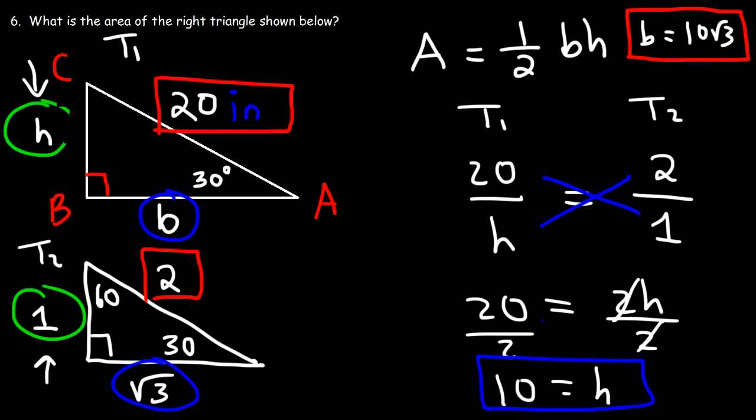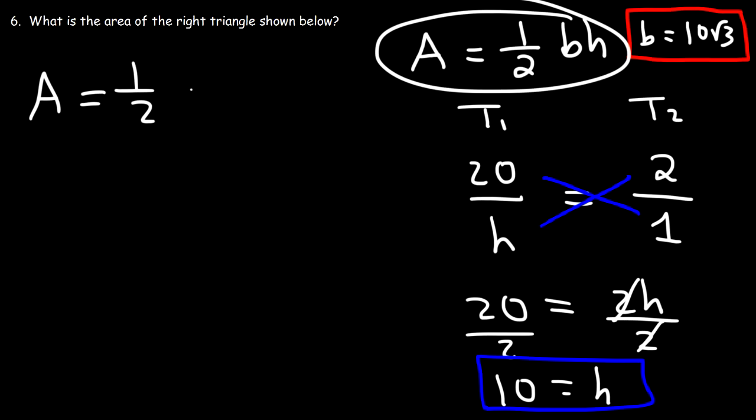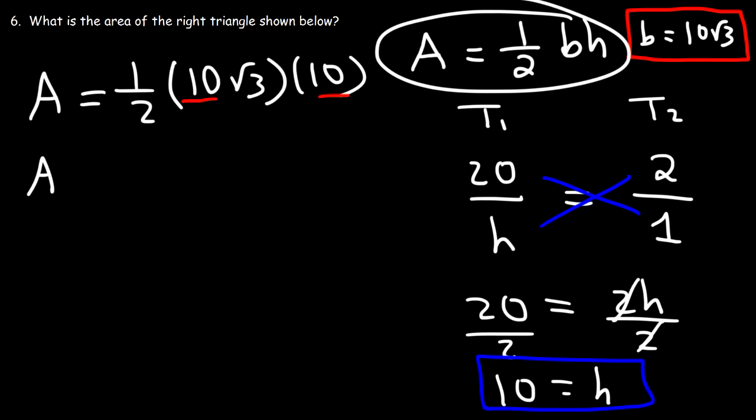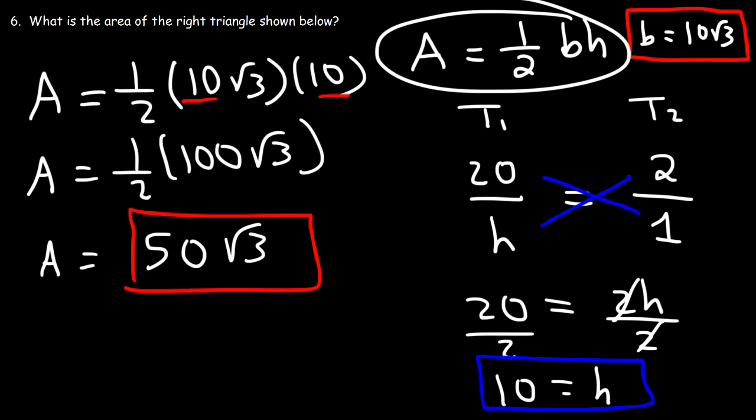So now we have the length of the base and the length of the height. Using this formula, area is 1/2 base times height. The base is 10 square root 3, and the height is 10. So let's multiply 10 times 10. 10 times 10 is 100. So we have 1/2 times 100 times the square root of 3. And then half of 100 is 50. So the answer is 50 square root 3 inches squared, because the hypotenuse was 20 inches.